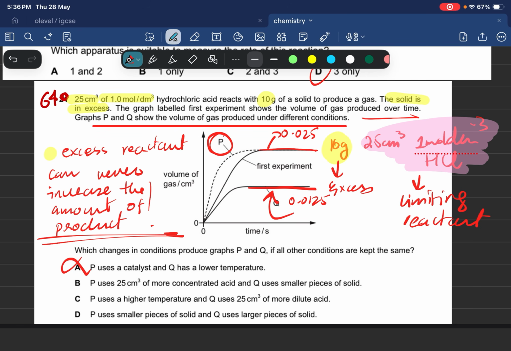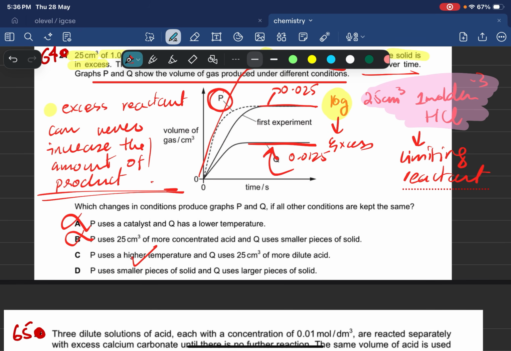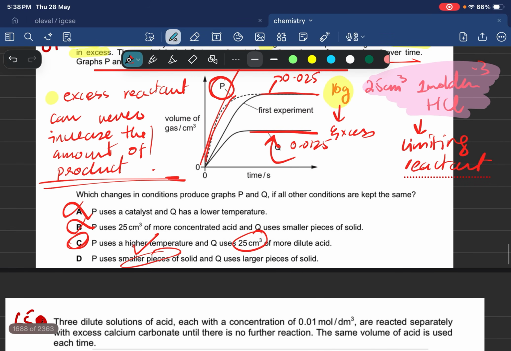Okay, P uses 25 cm cube of more concentrated acid. No, if you increase the concentration of acid, you increase the moles of acid, then your line becomes above it, because that acid is the limiting reactant. P uses a higher temperature. Yeah, that's correct, because if you have higher temperature, the line is going to be steeper, and Q uses 25 cm cube of more dilute acid. More dilute means your concentration decreases, and when your concentration decreases, moles decrease. I told you that this Q is going to have less moles, so option C is correct, that you're using a more dilute acid, so you have less moles.